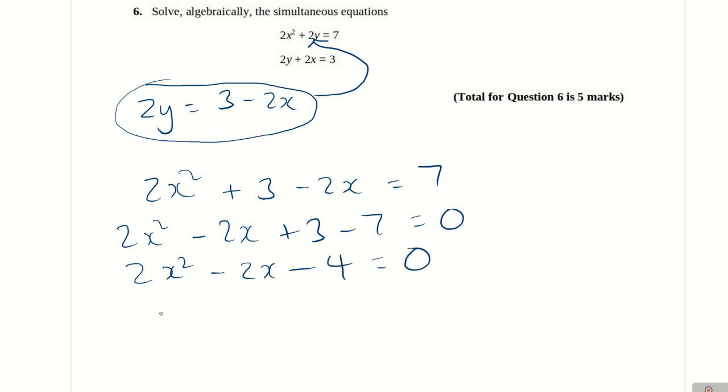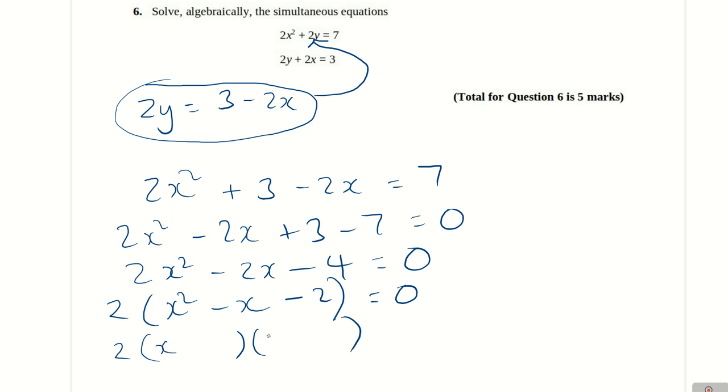It's going to be a little bit easier if we take the 2 out, so 2 into x squared minus x minus 2 equals 0, and then we can factorise this. x, now minus 2 has got to be either a minus 2 and a plus 1, or a plus 2 and a minus 1. Because we've got a minus x there, I think it's going to be minus 2 and plus 1. And you can always quickly check, x by x is x squared, x times 1 is x, minus 2x gives us the minus x, and then minus 2 times 1 is just minus 2.